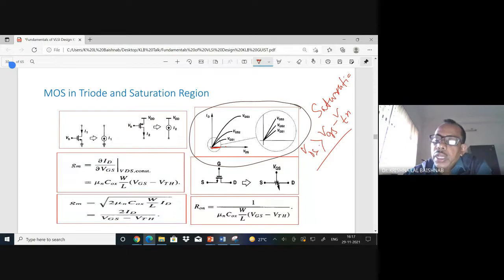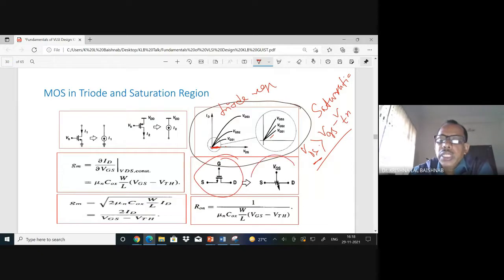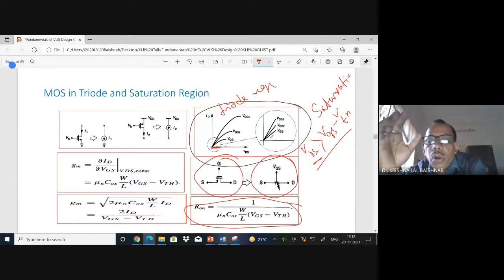But what we infer from this equation is, if VDS is low, then this equation can never be fulfilled. So low means it is in triode region. In the triode region, the MOS is simply a linear resistance. I have shown you that diagram. The MOS becomes a resistance, and this is its formula. In triode region, remember, the MOS acts as a resistance. When is it in the triode region?